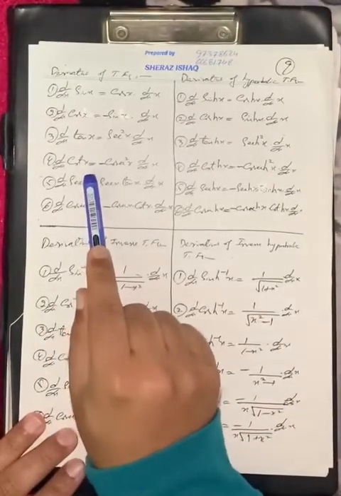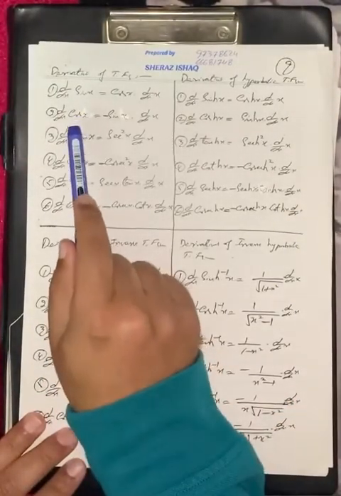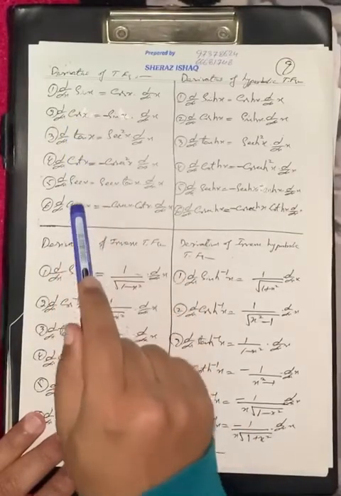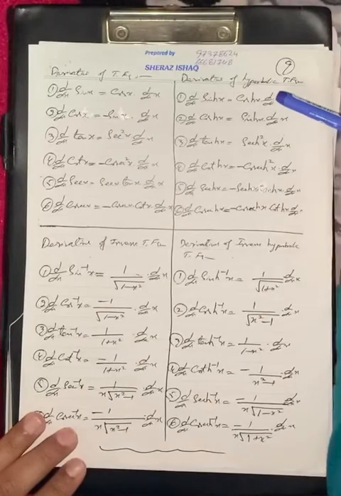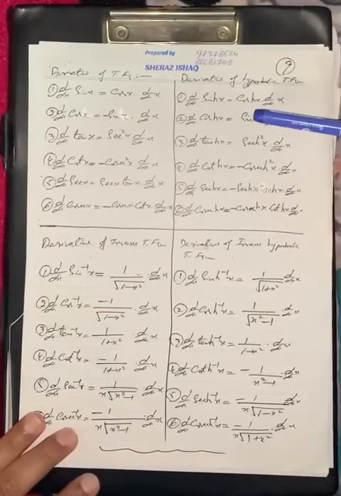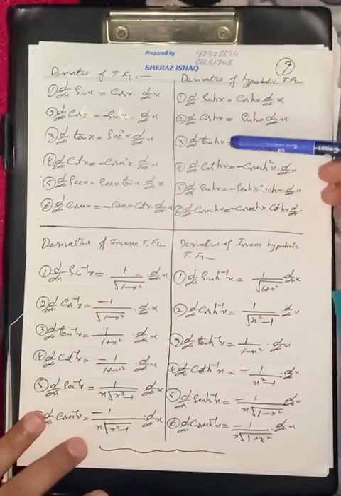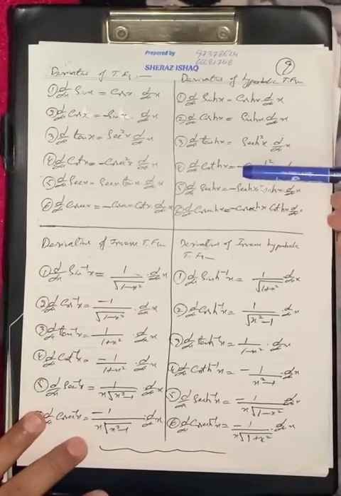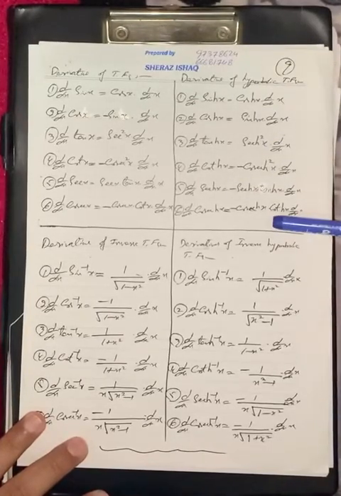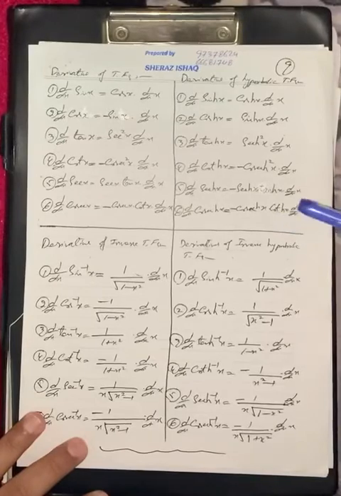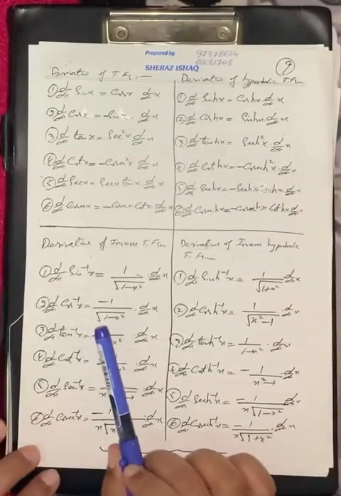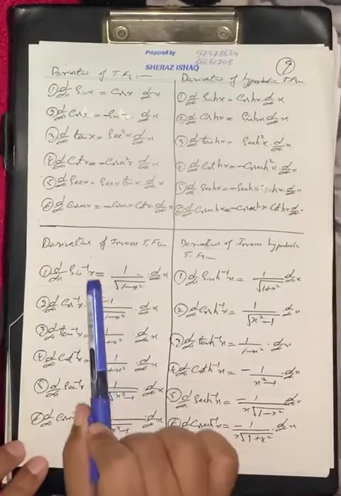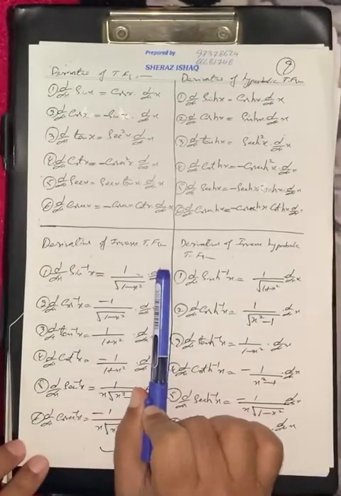In derivative of trigonometric functions, the derivatives which begin from the letter c have the negative sign, and in hyperbolic trigonometric functions, the derivatives of main functions are positive and the reciprocals are negative. So same, this is very easy for you to learn. But we go now to the derivative of inverse trigonometric functions.